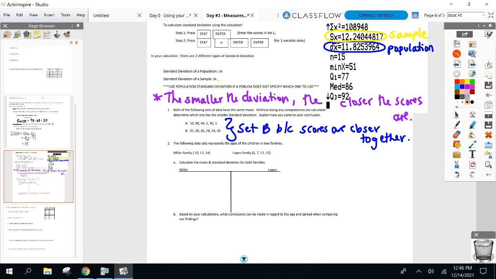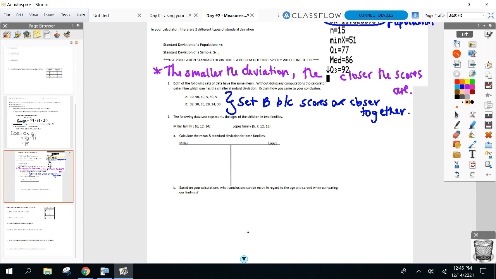All right, now let's introduce the Miller and the Lopez family. Miller family's got 3 kids. Those are their ages. Lopez has 4 with their ages. Before we even start, who do you think is going to have the smaller standard deviation here when we actually find it? All right, let's figure it out. Okay, we got to calculate the mean and the standard deviation. Whoa! Does it specify which one, sample or population? No. Nope, so that means we're going to find the population. There you go, we're picking it up.